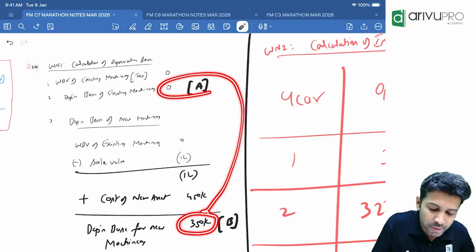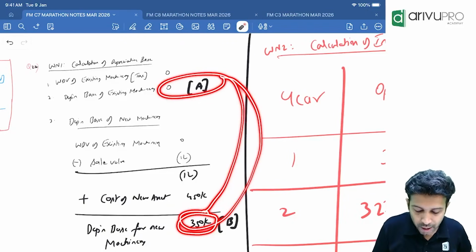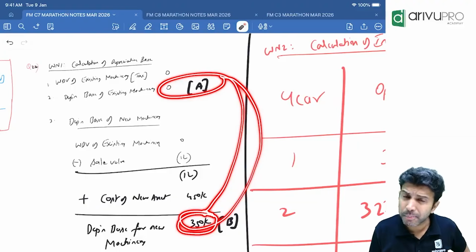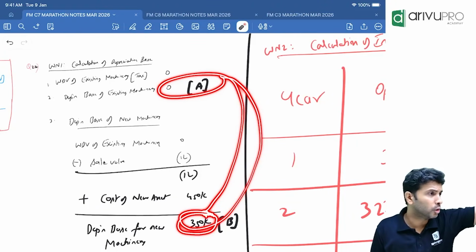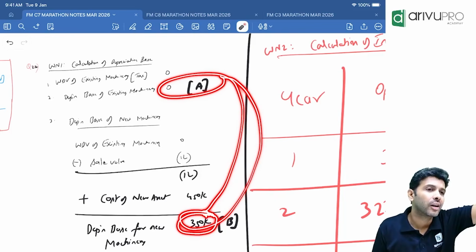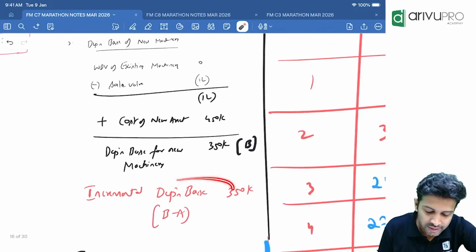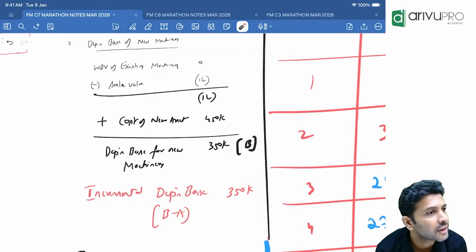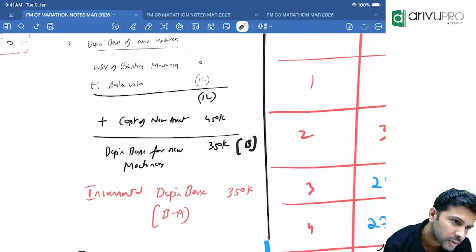Old asset's depreciation base was how much? 0. New asset's is 350. Compared to the old, is your depreciation base more? Old was 0, new is 350. How much extra? 350. That only becomes the incremental depreciation base. This you need to find out. Done? Sure?